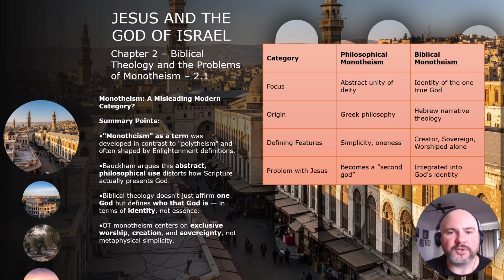Problem with Jesus. Here's where it gets practical for Christian theology. Under philosophical monotheism, adding Jesus seems like adding a second deity, a major problem. But under biblical monotheism, Jesus can be fully integrated into God's identity because he shares in God's roles of creator, sovereign, and the one worshipped. The key takeaway for us: the Bible is not trying to win an abstract debate about the number of gods. It's about narrating and identifying the one true God by what he does and how he is known, especially in the person of Jesus.